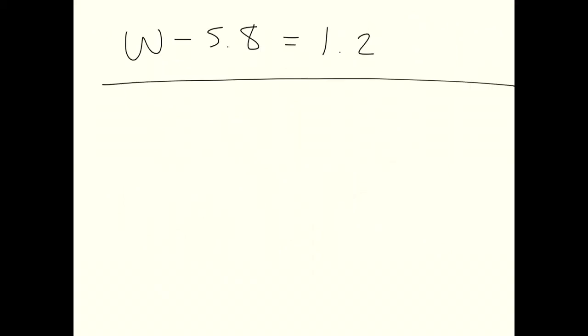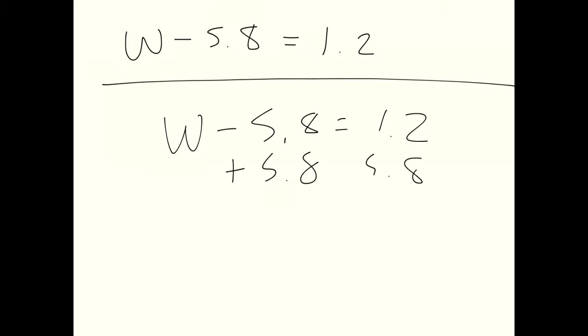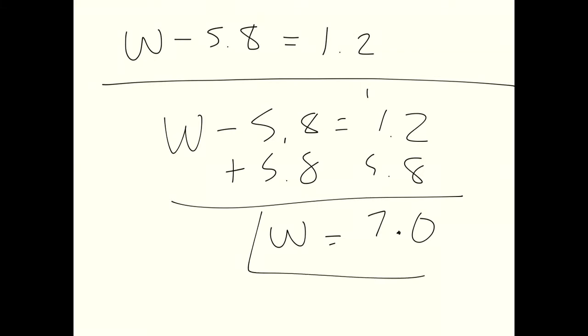When solving equations like these, we're first going to want to write out the problem. W minus 5.8 equals 1.2. So you're first going to want to add 5.8 on both sides of the problem. So 2 plus 8 is 10, carry the 1. 1 plus 5 is 6, plus 1 is 7. And we bring the decimal place down. So your answer would be 7.